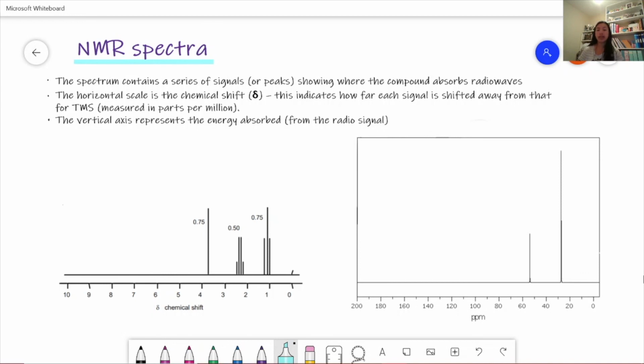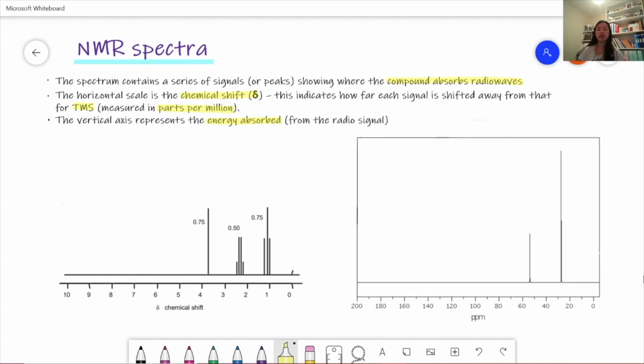The spectrum contains a series of signals or peaks showing where the compound absorbs radio waves. The horizontal scale is the chemical shift, and this indicates how far each signal is shifted away from that for tetramethylsilane or TMS, which is our standard, and this is at 0 ppm or parts per million. The vertical axis represents the energy absorbed. So from NMR machines, we can form these graphs which have the energy absorbed over the chemical shift.